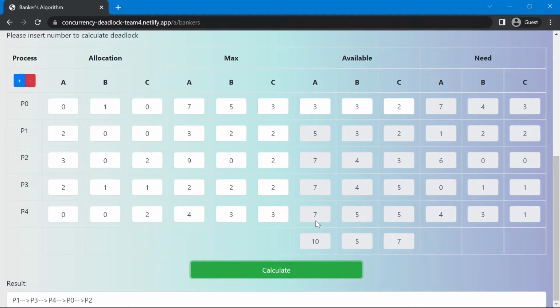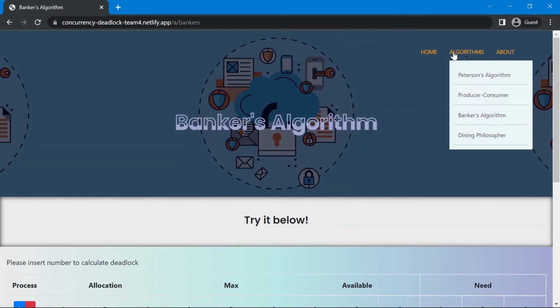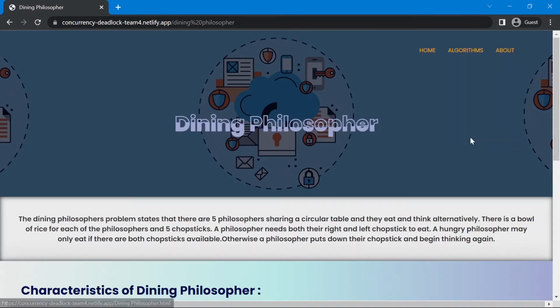Moving on to our final one, the Dining Philosophers problem. The Dining Philosophers problem states that there are 5 philosophers sharing a circular table and they eat and think alternately. There is a bowl of rice for each of the philosophers and 5 chopsticks. A philosopher needs both the right and left chopstick to eat. A hungry philosopher may only eat if both chopsticks are available. Otherwise, a philosopher puts down the chopstick and begins thinking again.